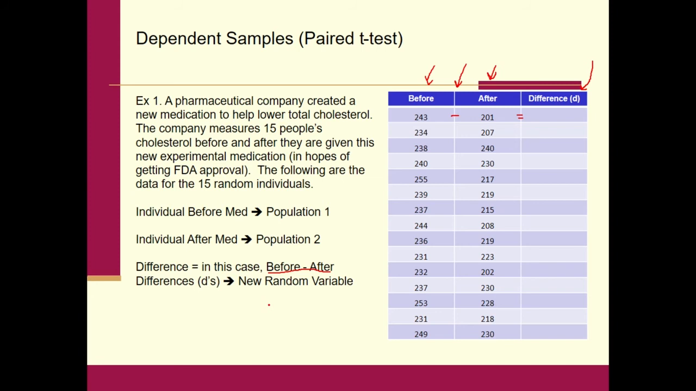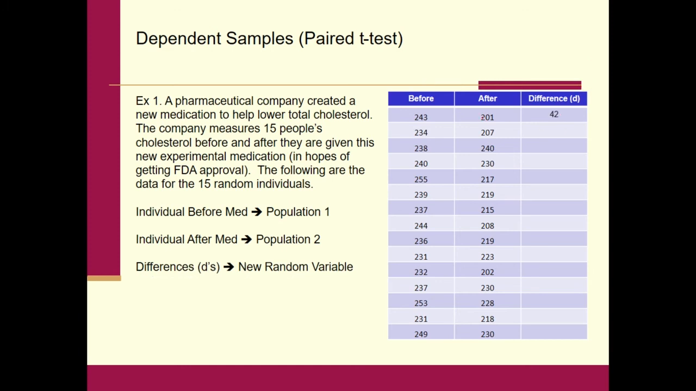Now, if you do that for each one of the individuals, what you have done is you have taken two populations, the before and after, and when you do the subtraction between the two, you've created one new random variable, the D's. That's kind of unique here. We started with two populations, two sets of data, but when you do the subtraction, you've created just one new random variable. All the analysis will be done on the D's, even though we have two populations. That's kind of different.